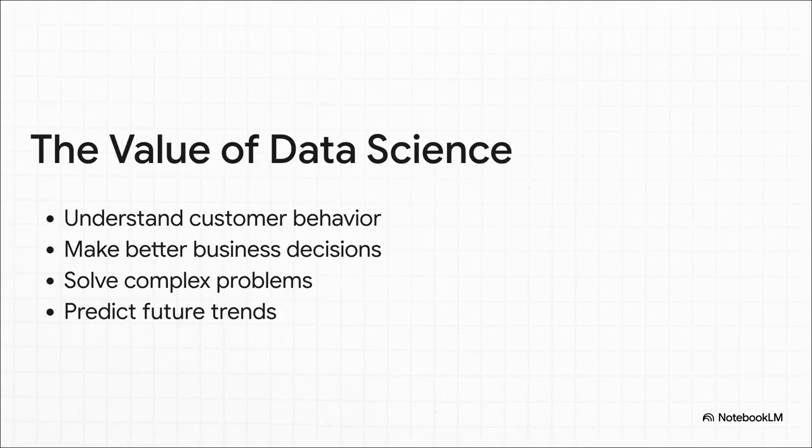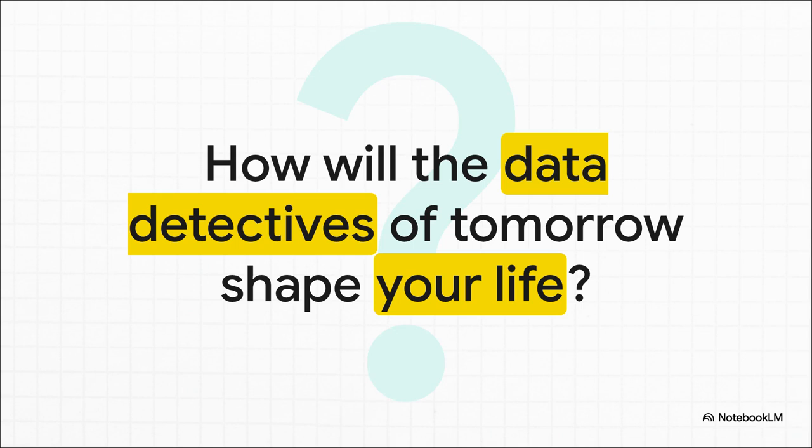And you can see the value everywhere. It helps businesses finally understand what their customers actually want, just like the Walmart cookie story. It allows leaders to make decisions based on hard evidence, not just a gut feeling. And it's being used to solve some of our biggest problems, from developing new medicines to predicting what the economy is going to do next. At the end of the day, it's about trying to see the future just a little more clearly. So we'll end on this thought. That digital ocean we talked about, it's getting bigger and deeper every single second. The real question is, what will the next generation of data detectives uncover? And how will their discoveries shape the big and the small decisions that affect all of our lives?